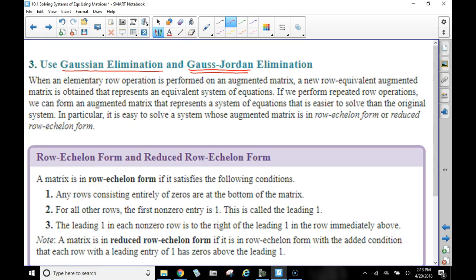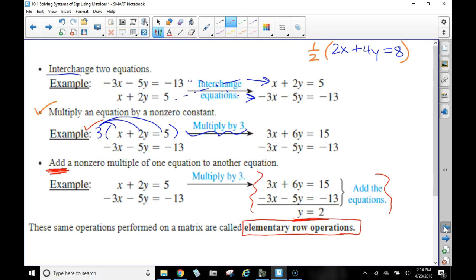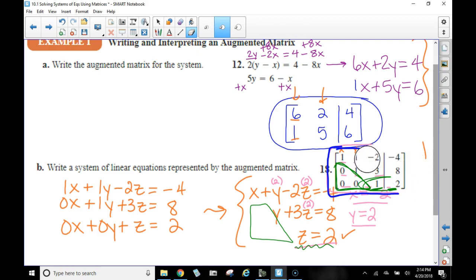But what we want to get is our matrix to be in what is called row echelon form, or, if we're doing Gauss-Jordan elimination, reduced row echelon form. Let's talk about what in the world that means, okay? Back on this example way over here, scrolling, that I've already marked up like crazy. Let me clean this up a little bit.